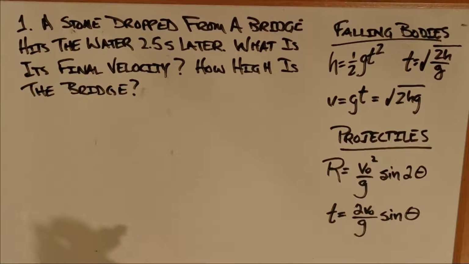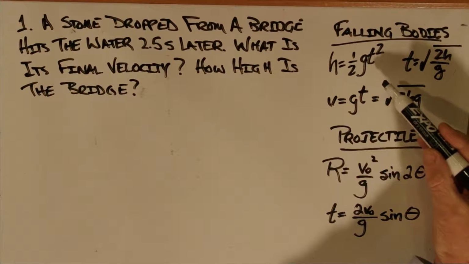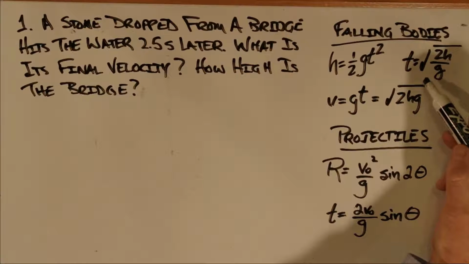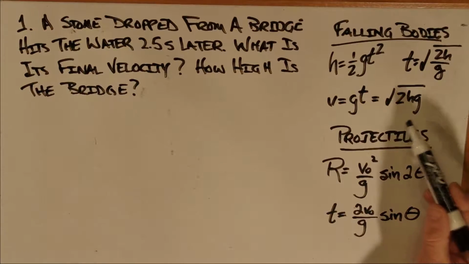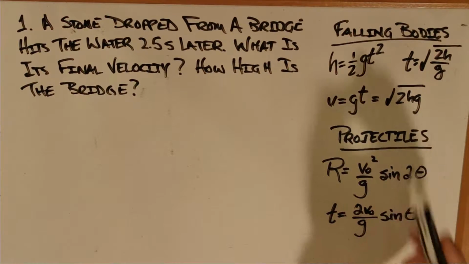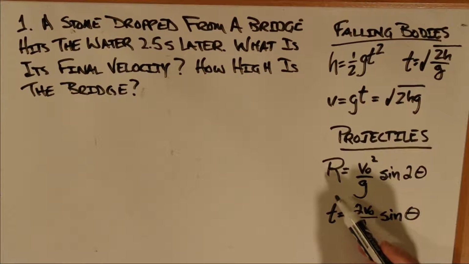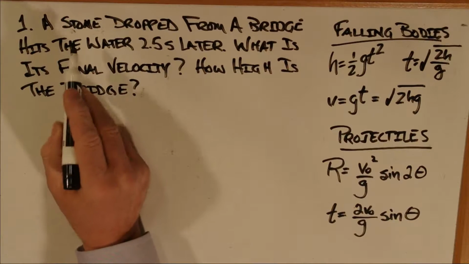We're beginning a set of solved problems in physics on motion in a vertical plane. We have equations for falling bodies that relate height and time. We have a relationship between velocity and time. We can use this equation for time as a substitute and come up with a relationship between velocity and height. For projectiles, we have an equation that gives us range and one that gives us time in flight.